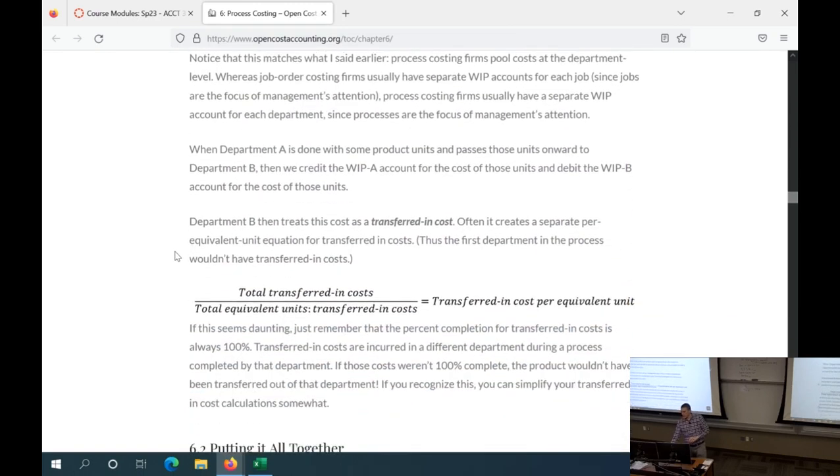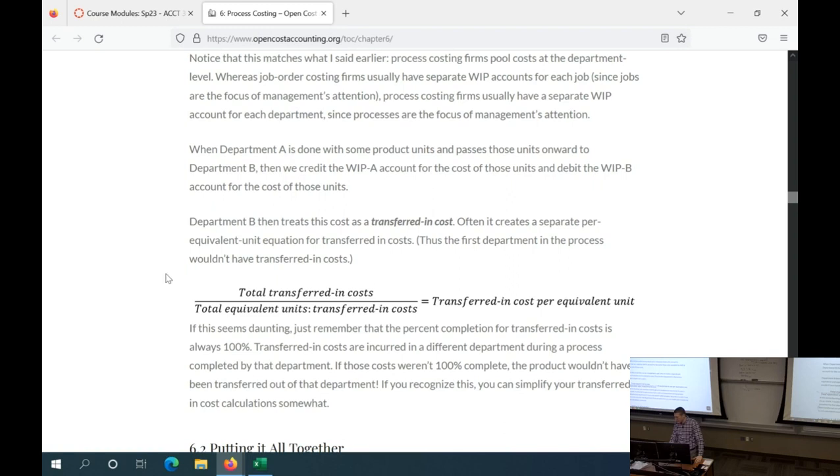And so all the costs that Department A, B, and C have put into it are going to move on to Department D. So what we usually do is we have a separate category of transferred in costs, which is the cost of the material that's being transferred over. It works the same way as a direct material that you're adding in your department. Its cost is determined by the previous departments, and we calculate a different rate for it.